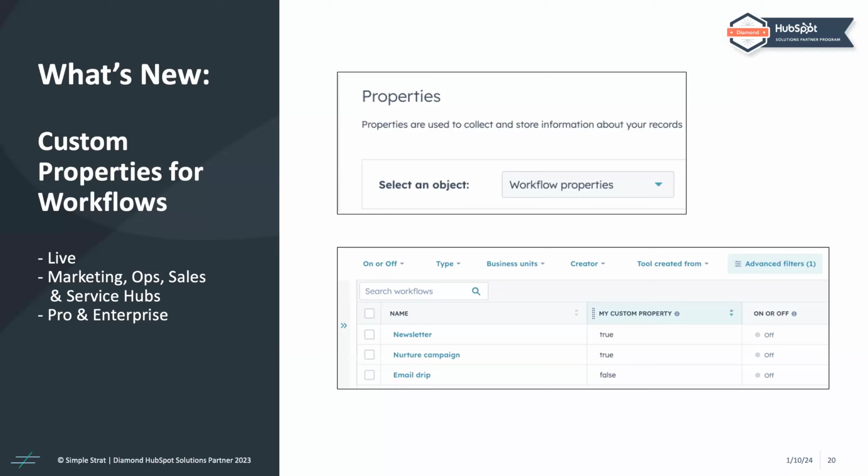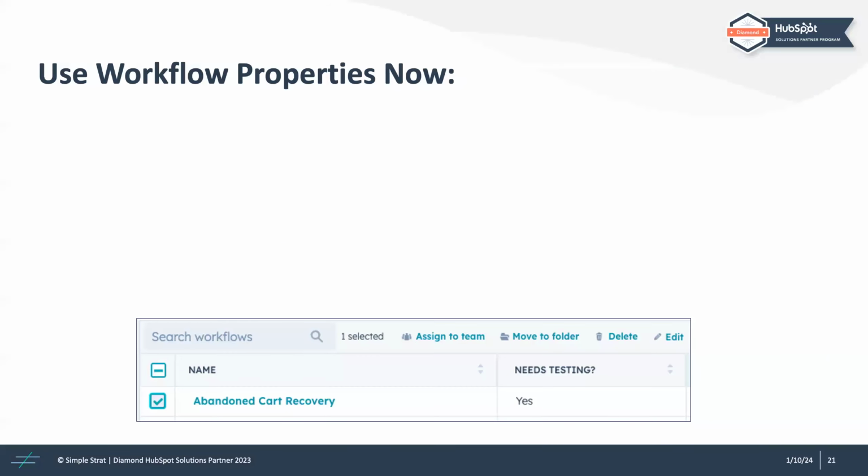Creating the properties and creating the saved views is very easy. That's just like any other object, exactly how you would expect in HubSpot. But editing them for a workflow that's already created is a little bit wonky. This image here actually shows that. We can see this abandoned cart recovery workflow that's checked, and the edit button at the top of that table is where you would go to edit those properties for that workflow.